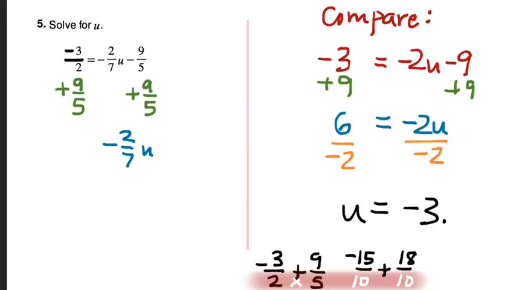Add those two together. What's negative 15 plus 18? Negative 3, no, positive 3. Yeah, positive 3, because the 18 is bigger than the 15 in absolute value. So I'll get a positive 3 upstairs, I'll get a 10 downstairs. So when all that arithmetic settles, now the left-hand side of my equation is 3 over 10 equals negative 2 sevenths u.